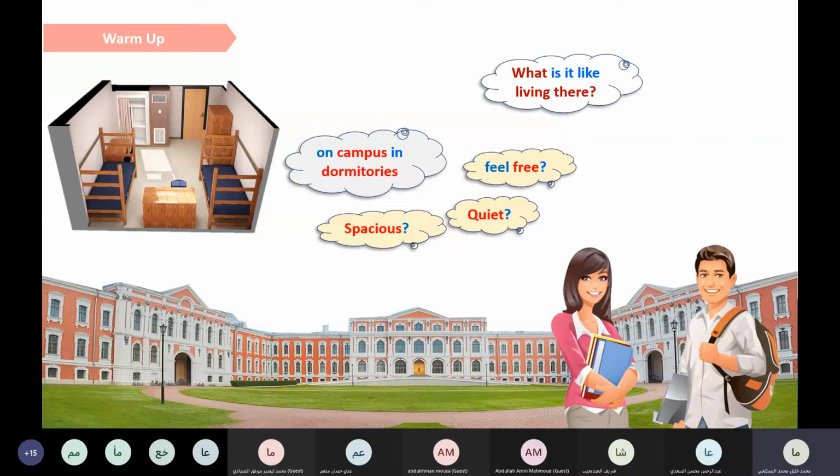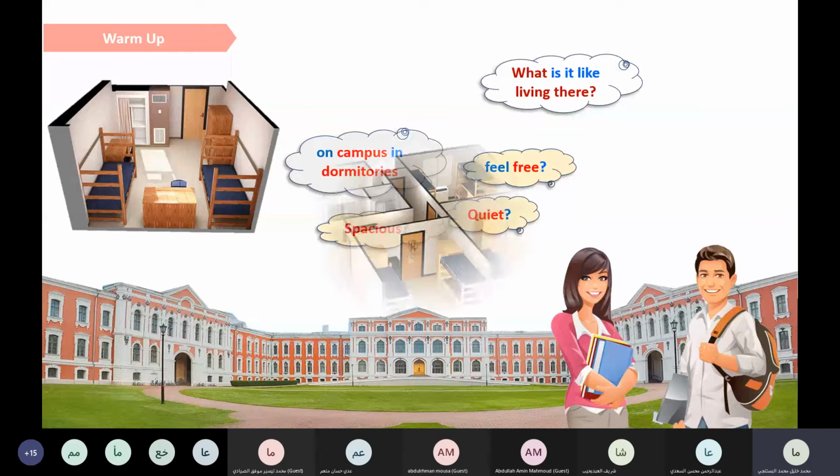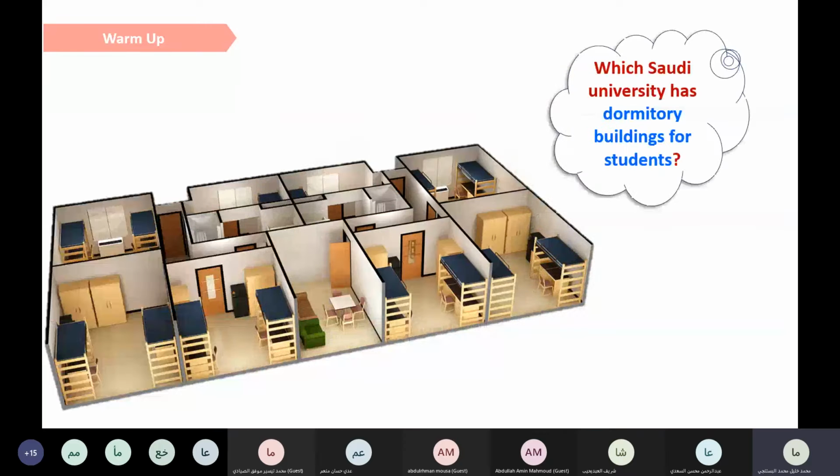Now, which Saudi universities have dormitory buildings for students? Maybe King Faisal University in Dammam, King Fahd University of Petroleum and Minerals, King Saud University. These universities have dorm buildings for their students.